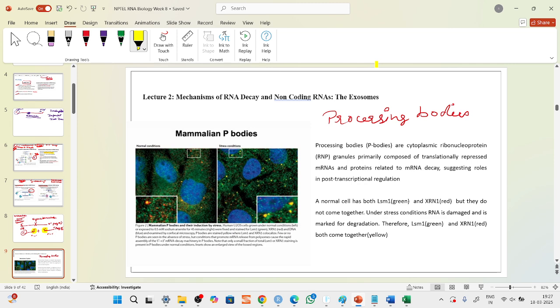So those RNAs which are translationally repressed, along with some proteins, they come and make P bodies, which are processing bodies. They are marked for RNA decay. So always remember that P bodies are composed of translationally repressed mRNAs and proteins which are related to mRNA decay. So what happens? You see this image.